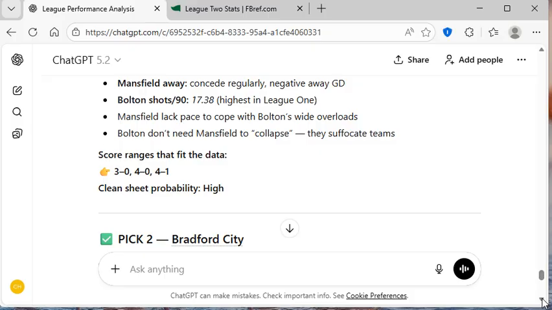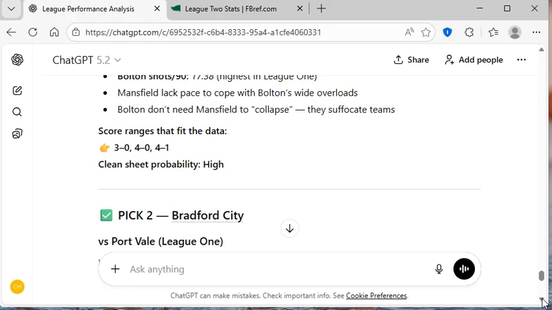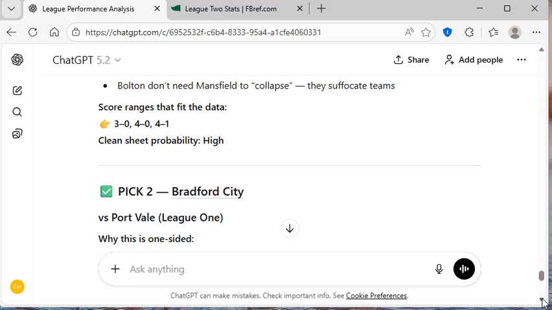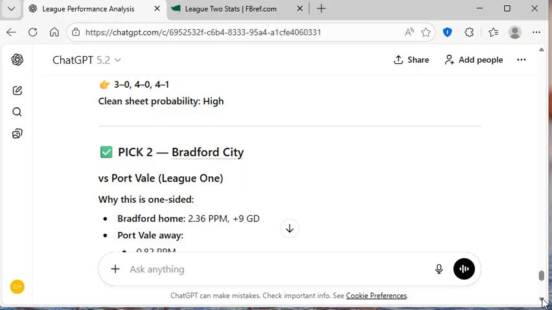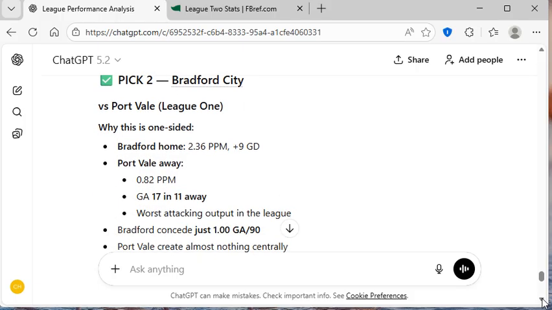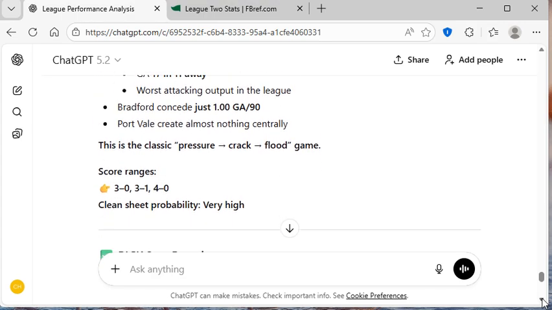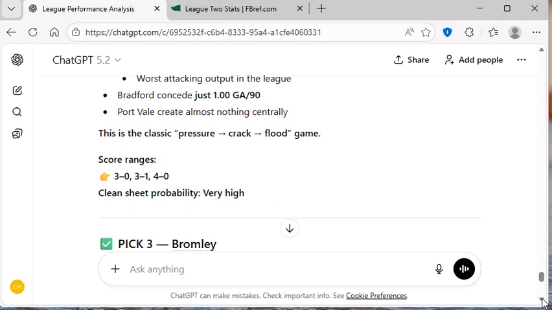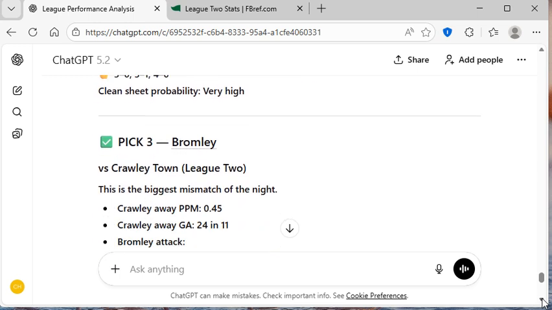Mansfield, lack of pace to cope. In fact, I know full well that Mansfield have got lack of pace. They must be the slowest team to watch, but they did seem that they've got goals in them, but they did always look like they were going to concede, because I watched them the other day against Stockport. So there you say, they are predicting 3-0, 4-0, 4-1. And clean sheet probability, high. Bradford versus Port Vale, so same kind of thing again. Clean sheet, very high.